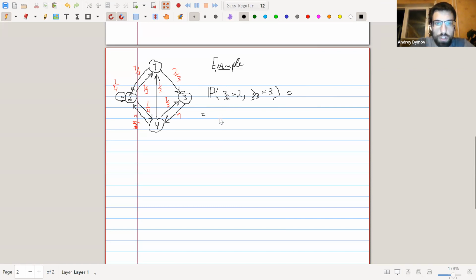But it means that we should just take the sum over all possible i0 and i1, which belong to the set {1, 2, 3, 4}, of the probability that at the moment of time zero I am at i0, at the moment of time one I am at i1, at the moment of time two I am at 2, and at the moment of time three I am at position 3.